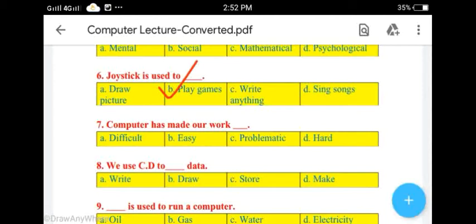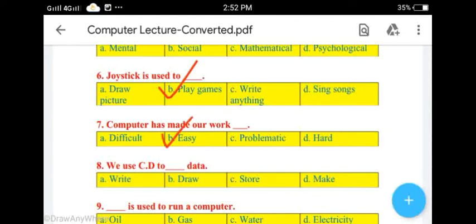Now let's read question number 7. Computer has made our work difficult, easy, problematic, hard. This is very easy. We know that computer has made our life easy, and from this point of view, we can answer this question that computer has made our work easy. So we can put tick mark on B.